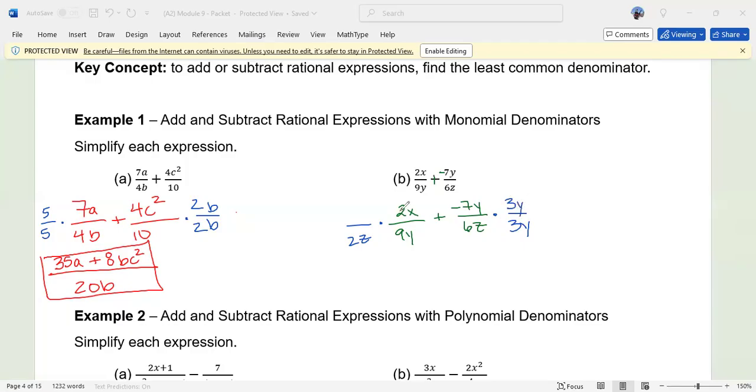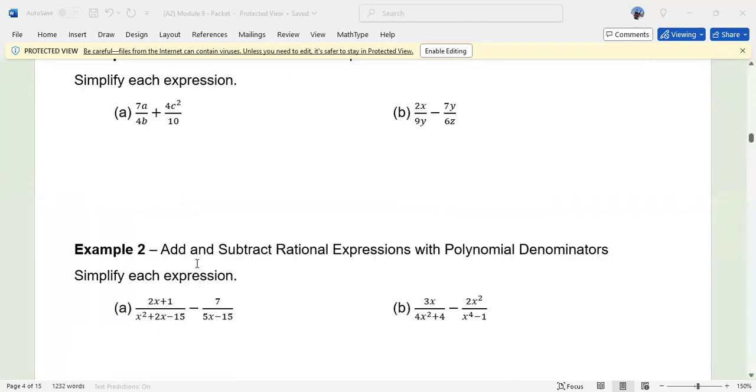We want to make sure that we also multiply the numerators by the same thing. So let's multiply straight across. Our denominator is going to be 18yz, because both of these will be the same thing. 2z times 2x will be 4xz, plus negative 7y times 3y, which will be negative 21y squared. And that right there is going to be our simplified rational expression.